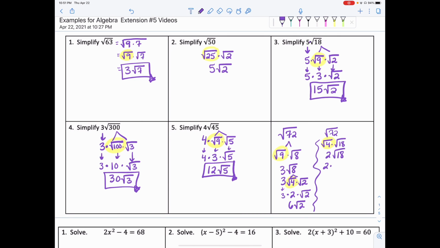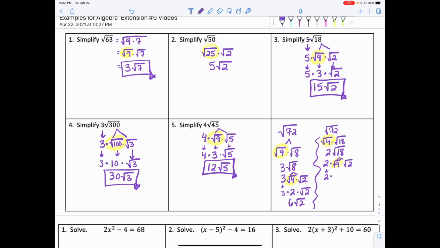So 2 times, we can split the square root of 18 into the square root of 9 times the square root of 2. So we're going to bring down our 2. The square root of 9 simplifies to be 3 times the square root of 2. And then outside in front of the radical, we have 2 times 3, which would give us 6 root 2. So notice we come up with the same answer both times. We're just taking different paths to get there.